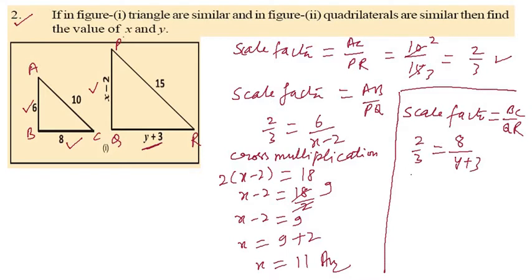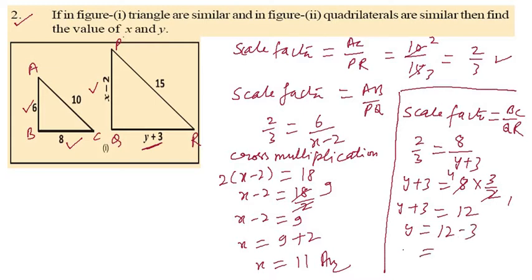Now do the cross multiplication. So y plus 3 is equal to 8 into 3 by 2. So 2 ones are 2 and 2 fours are 8. So y plus 3 will be equal to 4 threes are 12. So y will be equal to 12 minus 3, and it is 9. So 9 is your answer. So the value of x is 11 and the value of y is 9. So it is your answer. You can see in the question this one, the x and y.